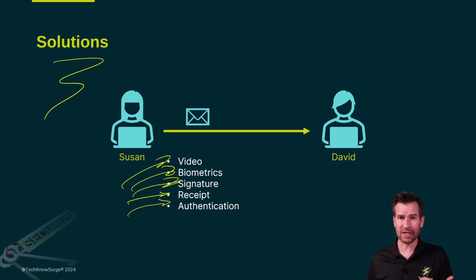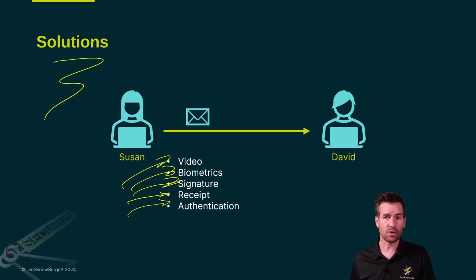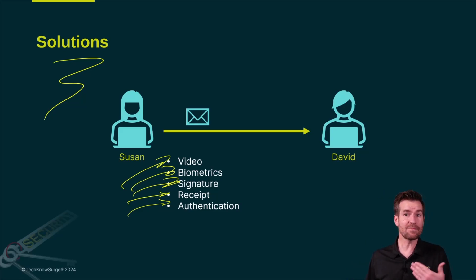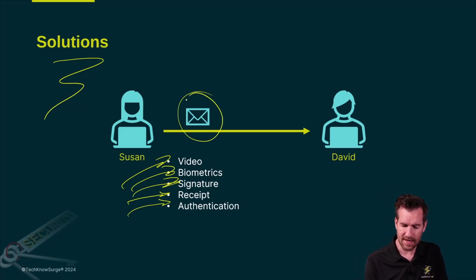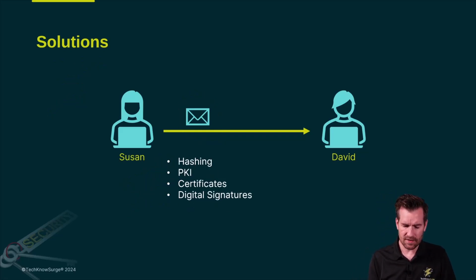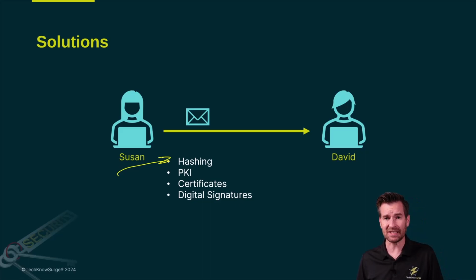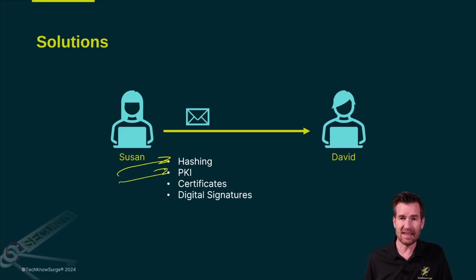All of these are kind of tricky solutions, because who wants to create a video, or how do you implement biometrics, or do you want to print something out to scan it, or the read receipts are kind of a problem. And so we need better, digital mechanisms to confirm these messages and the integrity of those messages. Technology solutions to handle this are hashing, being able to use that fingerprint to confirm that nothing has been changed on this message, or public key infrastructure.